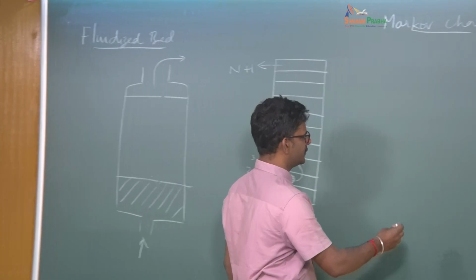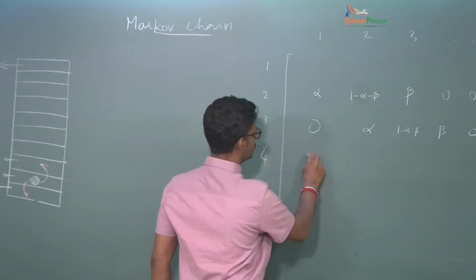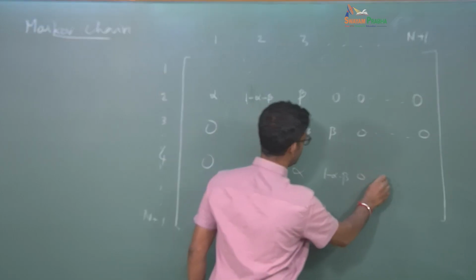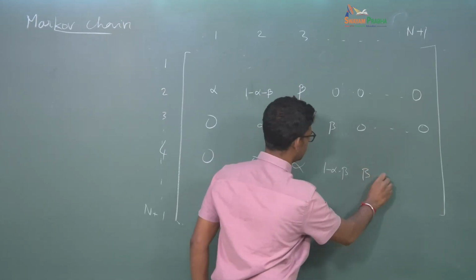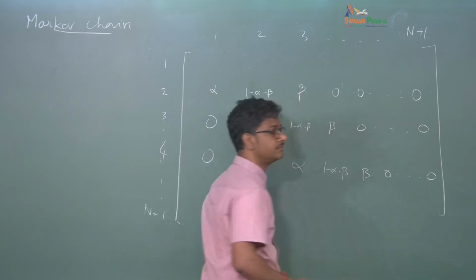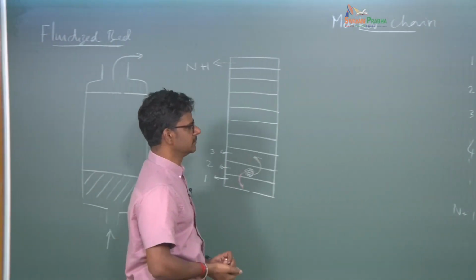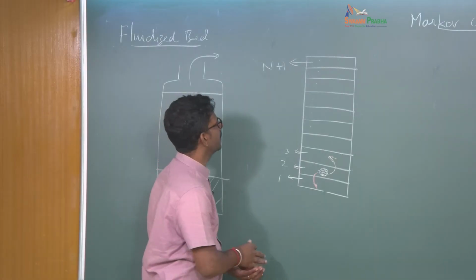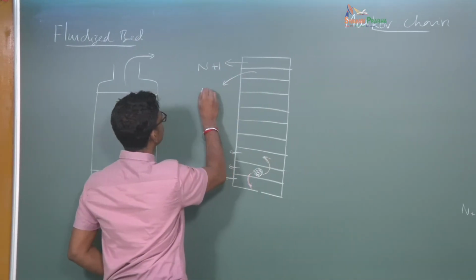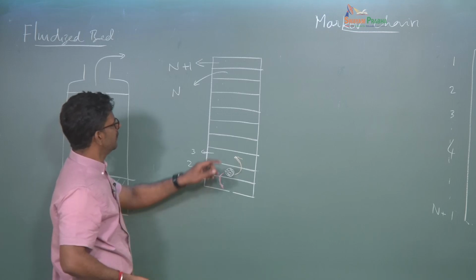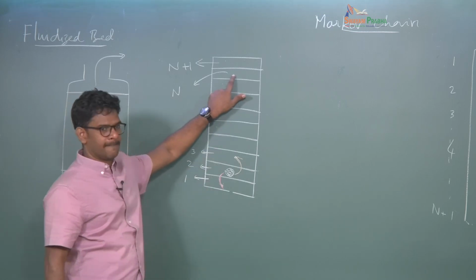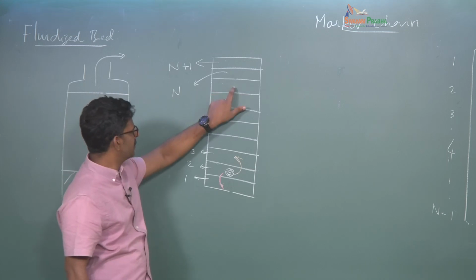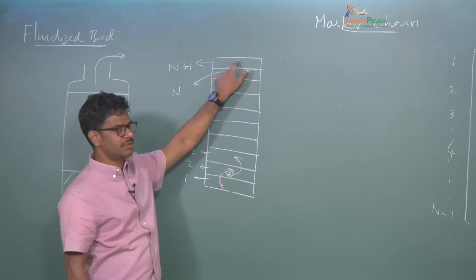Similarly, when I go to the 4th cell, it will be 0, 0, alpha, 1 minus alpha minus beta, and beta, and then 0, 0, 0, like this. So you would do this all the way up to cell n. When you have a particle at cell n, of course it can come down, it can remain here, or it can jump to n plus 1.